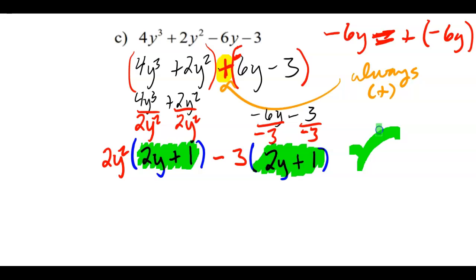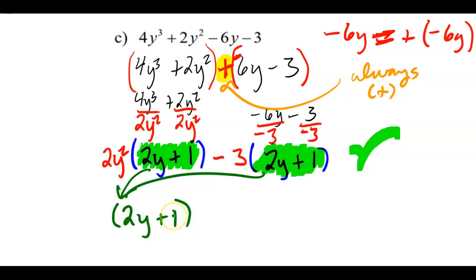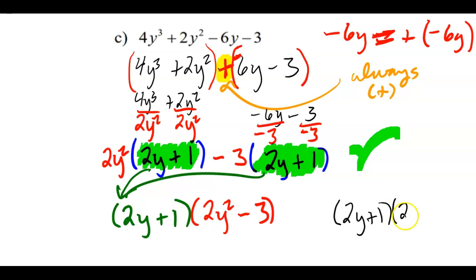So now what happens to them? They pull out in front as my new GCF, 2y plus 1. Okay, so what I did not pull out becomes my second factor. What I did not pull out is 2y squared out of the first set. What did not pull out is minus 3 out of the second set. So then that is my final factored answer, quantity 2y plus 1 multiplied by quantity 2y squared minus 3.